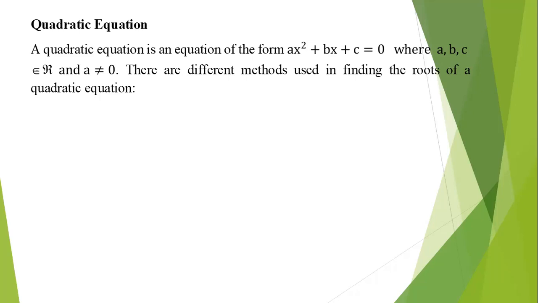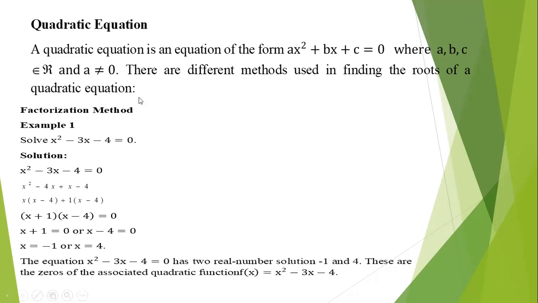A quadratic equation is an equation of the form ax squared plus bx plus c equals 0, where a, b, c is a member of R, that is, a, b, c are real numbers, and a is not equal to 0. Yes, a cannot be equal to 0, because if a is equal to 0, then it is no more a quadratic equation. It's going to form a linear equation. A must not be equal to 0. Then we have the methods, and I've explained this equation can be solved with the four methods.